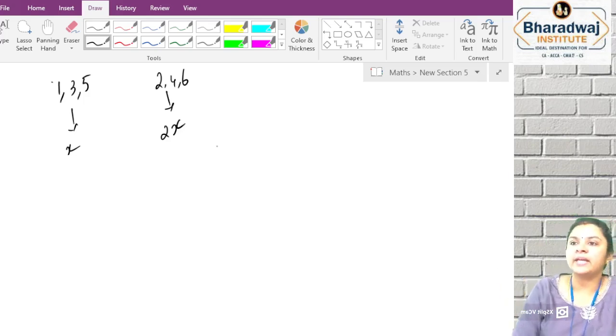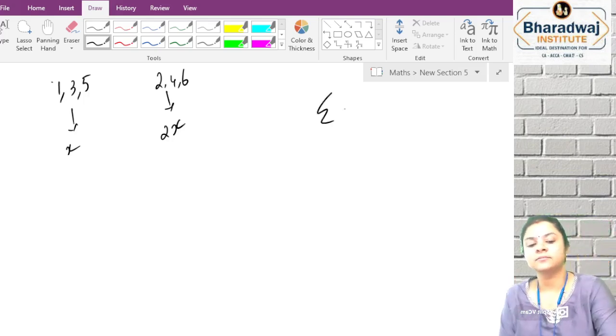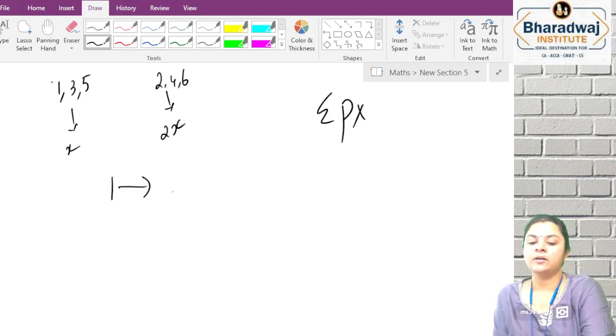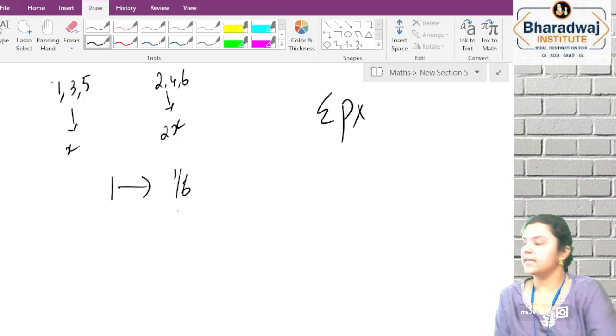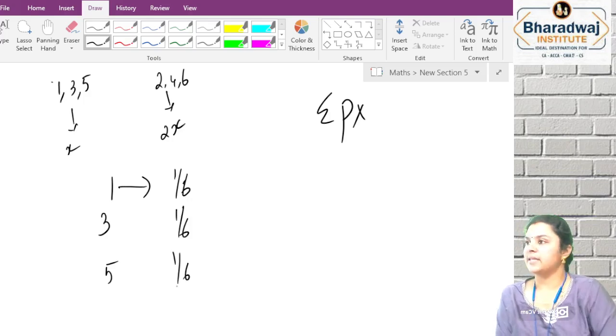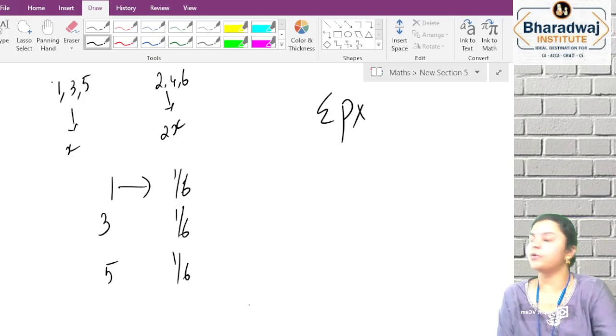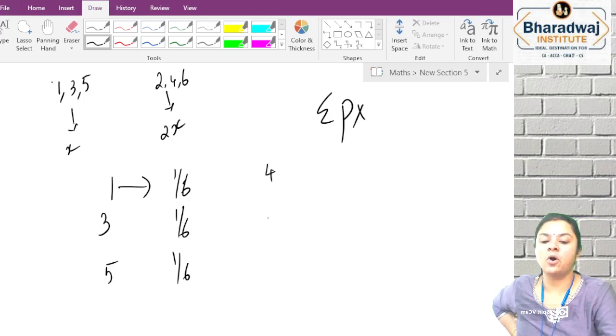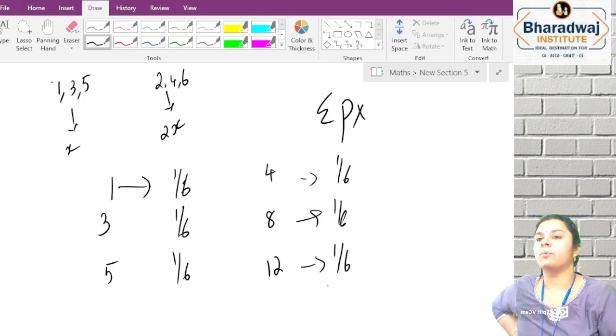Average income in probability is what formula? Expected value, sigma px. So for 1, probability is 1 by 6. Again for 3, 1 by 6. For 5, 1 by 6. Now next coming to 2, 4 and 6, I will not write the amounts as 2, 4 and 6, because I am going to receive how much of the amount? 2x the amount. So I will write it as 4, 4 into 2, 8, 6 into 2, 12. Again the probabilities are 1 by 6, 1 by 6 and 1 by 6.